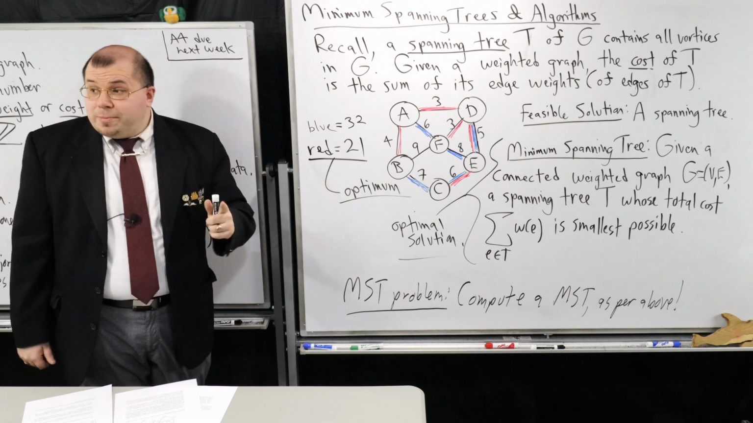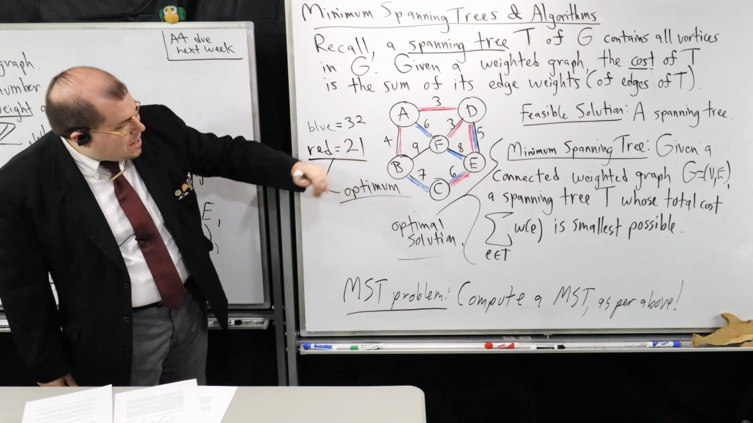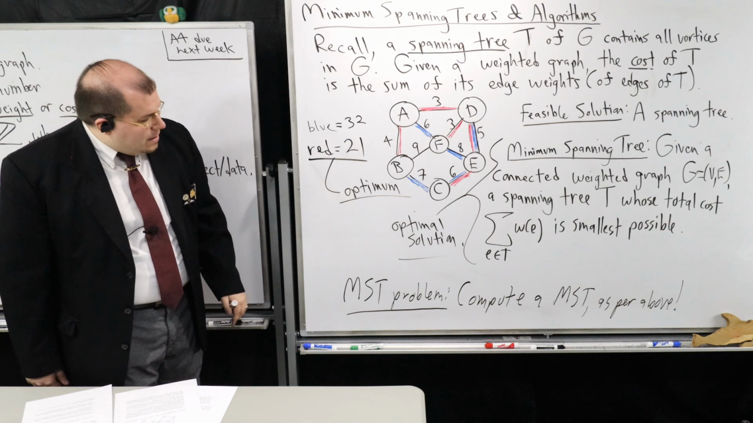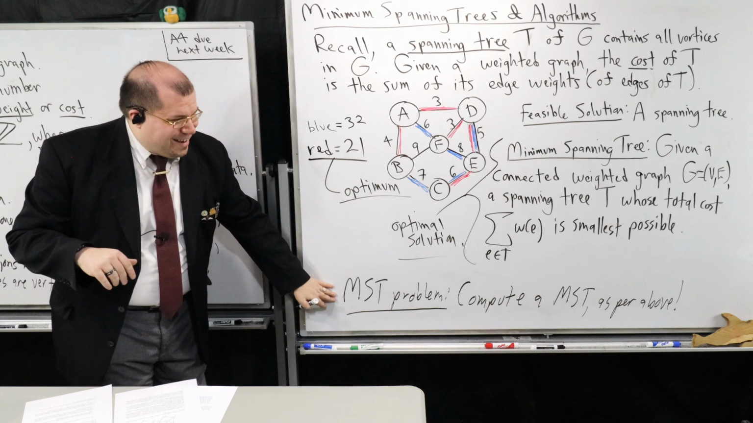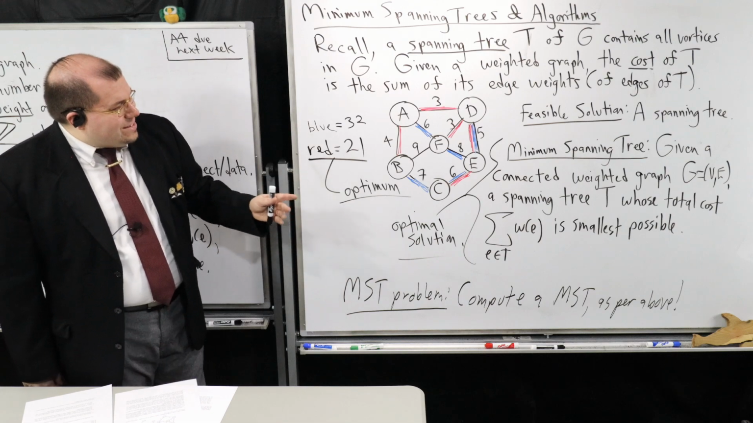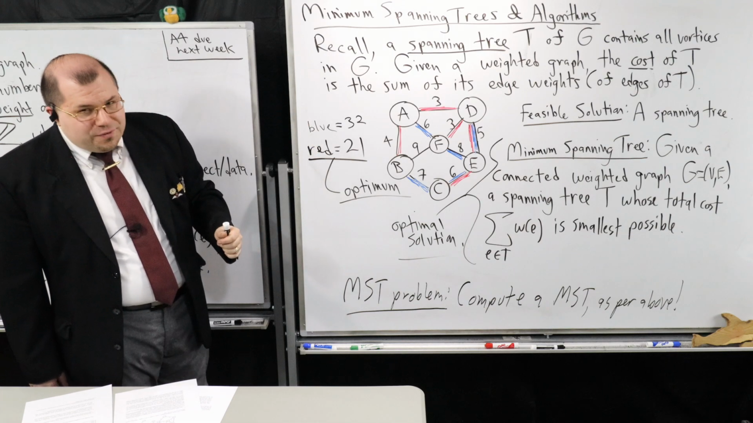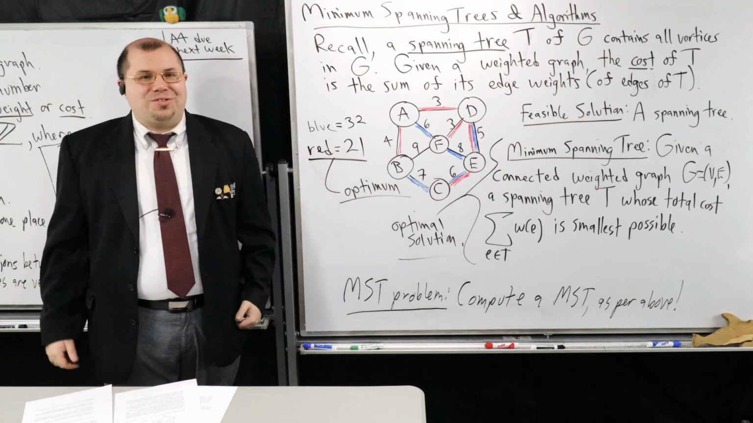So what we're going to be trying to solve is the minimum spanning tree problem. I abbreviate minimum spanning tree using MST. So it's not some kind of savings tax or something like that. It says minimum spanning tree. All I need to do is, given a connected weighted graph G = (V, E), compute a minimum spanning tree. That's what the minimum spanning tree problem is.